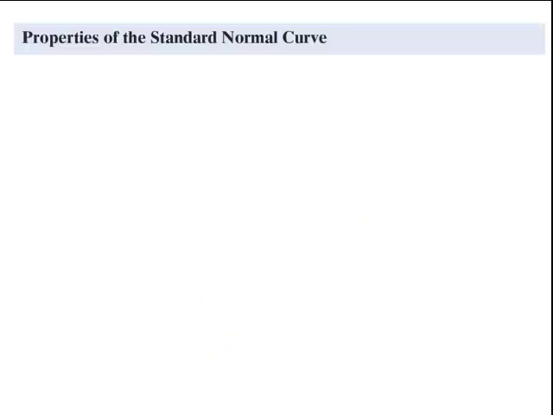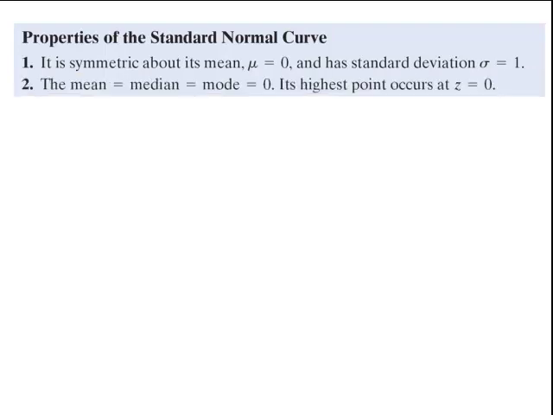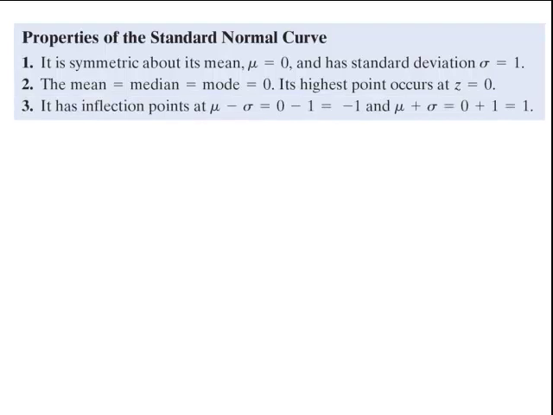Here are the properties of the standard normal curve. Number 1, it's symmetric about its mean, mu equals 0, and it has a standard deviation of 1. The mean, median, and mode all equal 0. The highest point occurs at z equals 0. It has inflection points at mu minus sigma, negative 1, and mu plus sigma, positive 1.